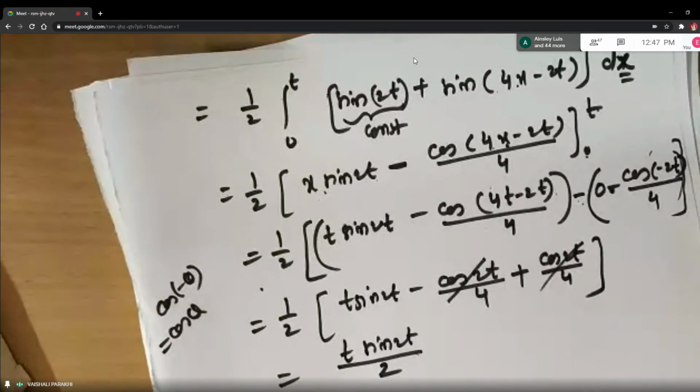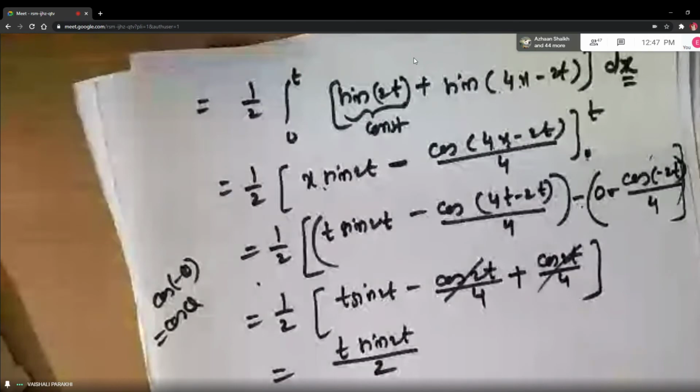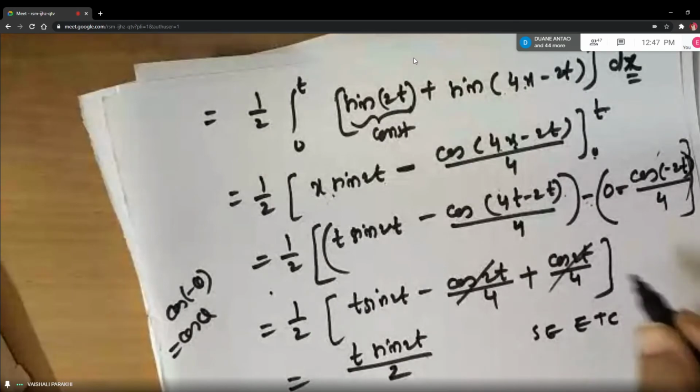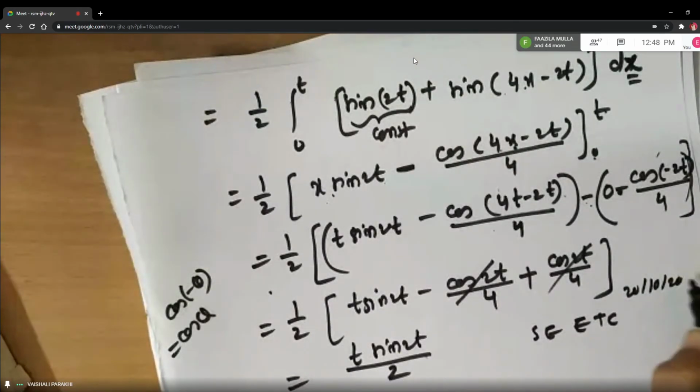Any doubt at any step, students? Okay, now what you need to do is sit with the same problems again and try to solve them independently. Okay. Now let me take the attendance.